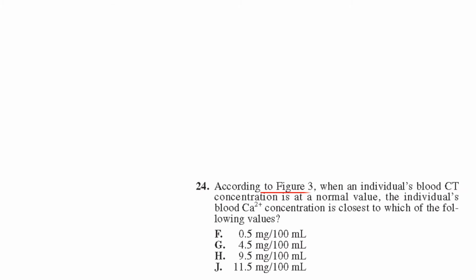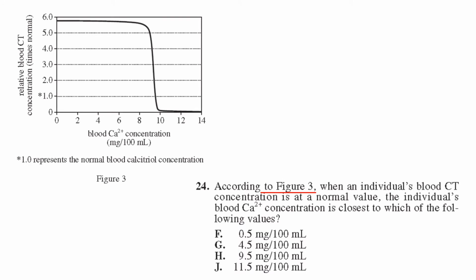According to figure 3, when an individual's blood CT concentration is at a normal value, so this little star right here says 1 represents a normal concentration. They give it to you there as well. So we're starting here. The individual's blood CA2 plus concentration is closest to which of the following? So we can go over here. This can be a little over 9, so 9.5 for H.